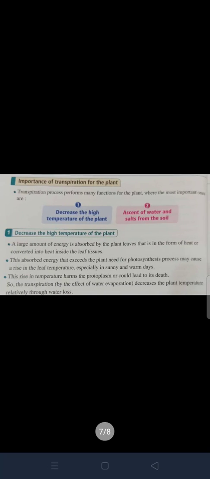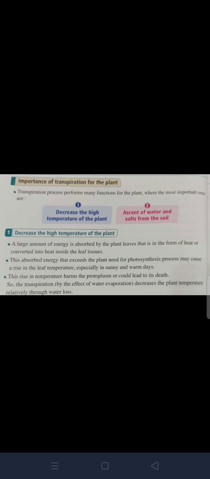What is the importance of transpiration? What does the plant gain from transpiration? Why does the plant carry out the transpiration process? The importance of the transpiration process: Number 1, decrease the temperature of the plant. Number 2, ascent of water and salts from the soil.